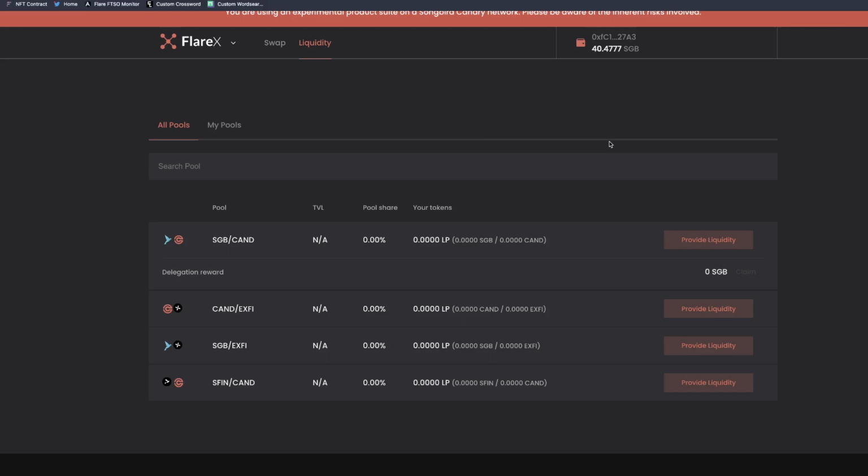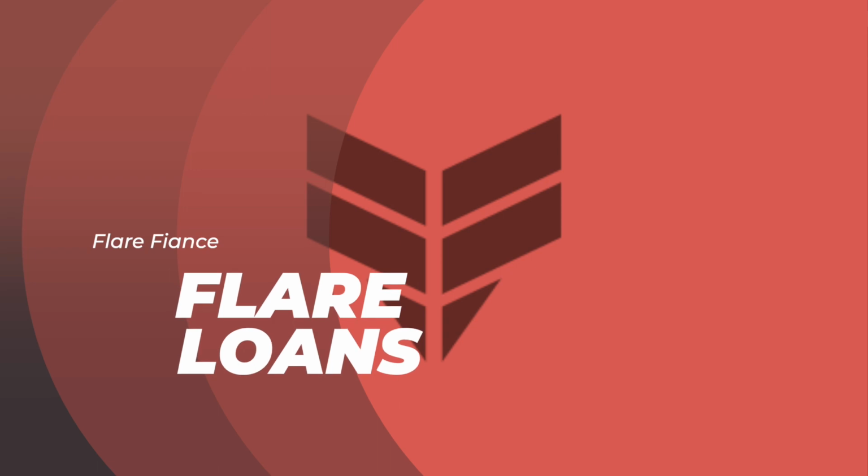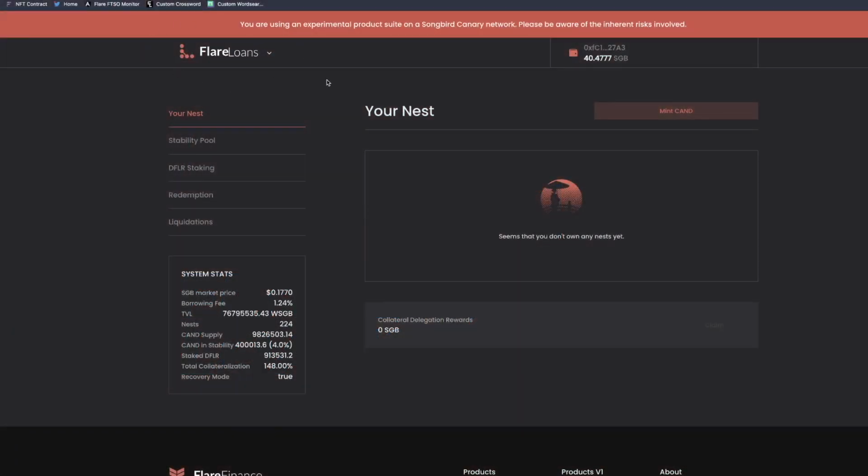So that's the basics of FlareX, the decentralized exchange. Now I want to bring your attention to FlareLoans. After selecting FlareLoans at the top here, we can see that there is this idea of nests. Now you may be wondering, what is a nest? A nest is basically a loan, and if you want to take a loan out on the Flare Finance platform, you will have to provide collateral.